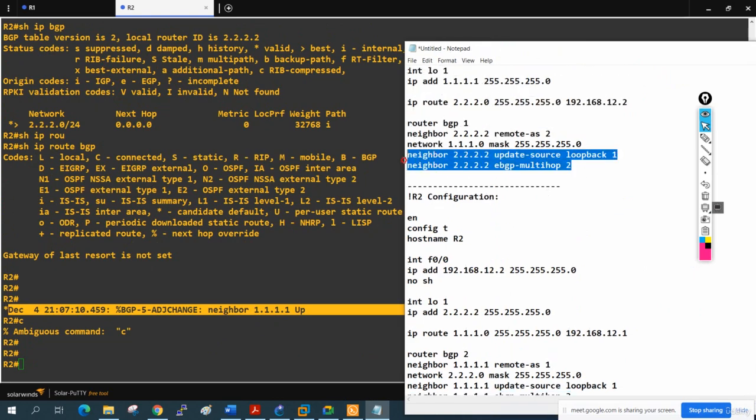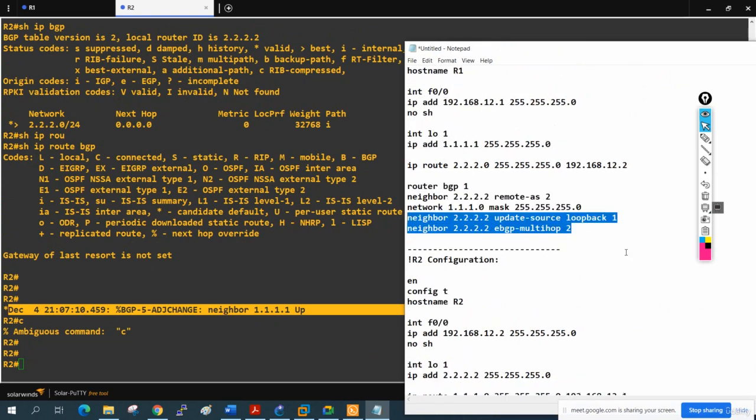See here, first these two commands we did not write. If we are doing eBGP or iBGP with directly connected neighbors, we are not writing these two commands, because we are doing the neighborship directly, not from the loopback. Now we are doing the neighborship from the loopback. That's why I need to increase the TTL value. So I write this command.